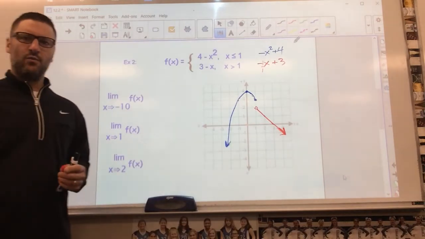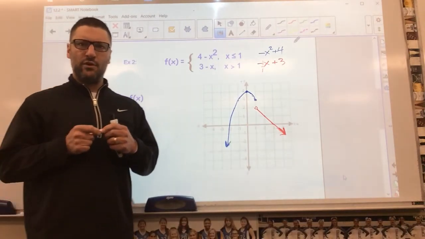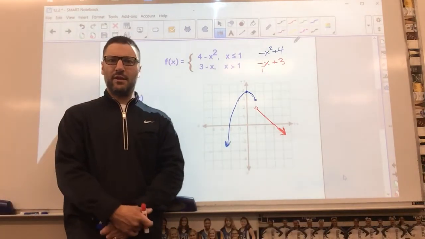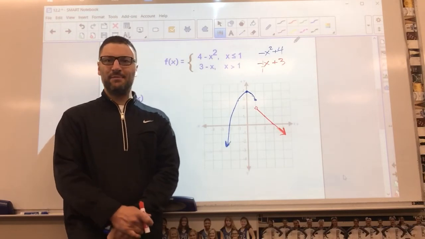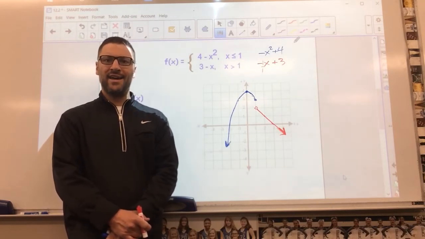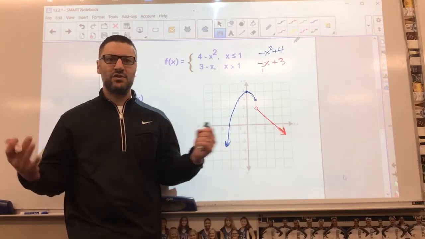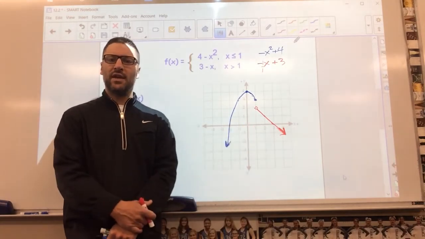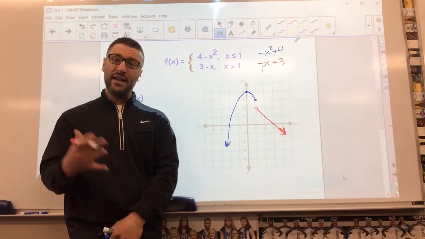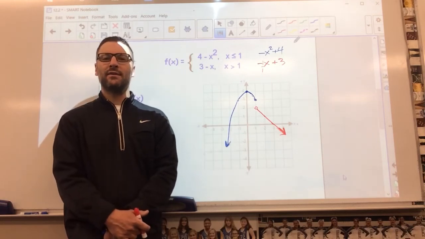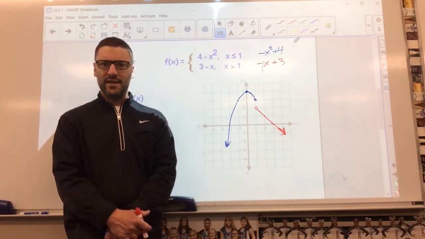So what I would like you to do is pause the video and think about this. There's a spot on this graph where, if you go to that spot and I ask you for the limit as x approaches something, you would get the limit does not exist. But at that spot, it does have one-sided limits. Can you pick that spot out? Press pause and see if you can figure it out.